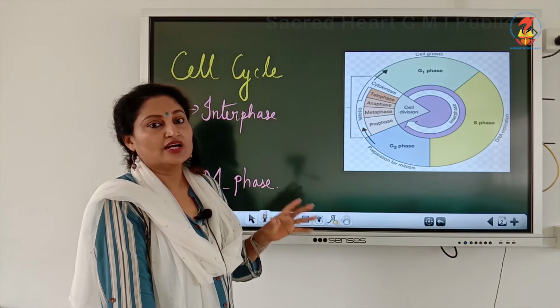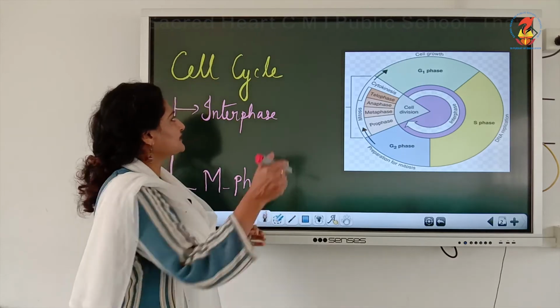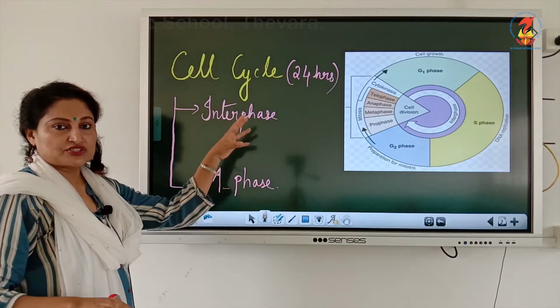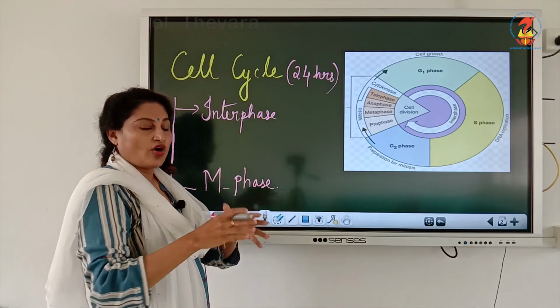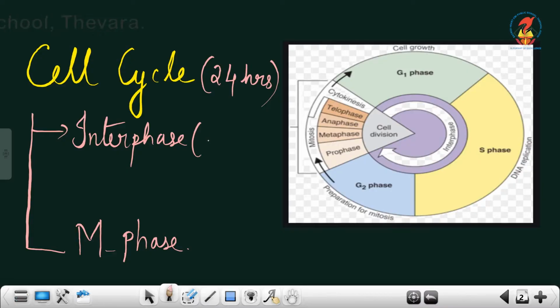Now, I am going to illustrate a typical human cell, which represents a eukaryotic cell having a 24 hours cell cycle duration. So, let us take a 24 hours duration cycle. The longest phase of these two will be the interphase. Nearly 23 hours the cell will be in the interphase stage, and just 1 hour it will be in the M phase.